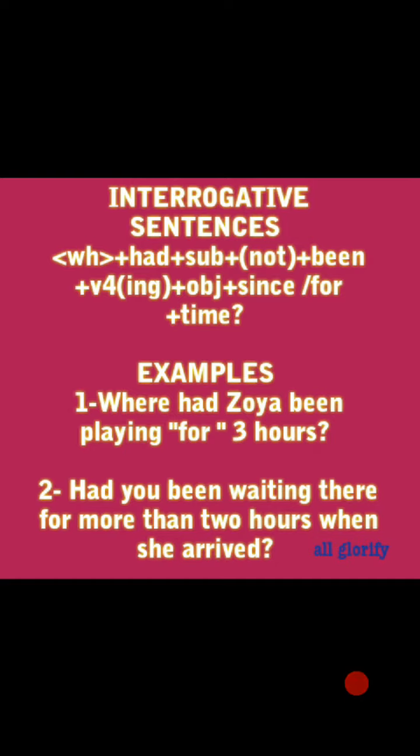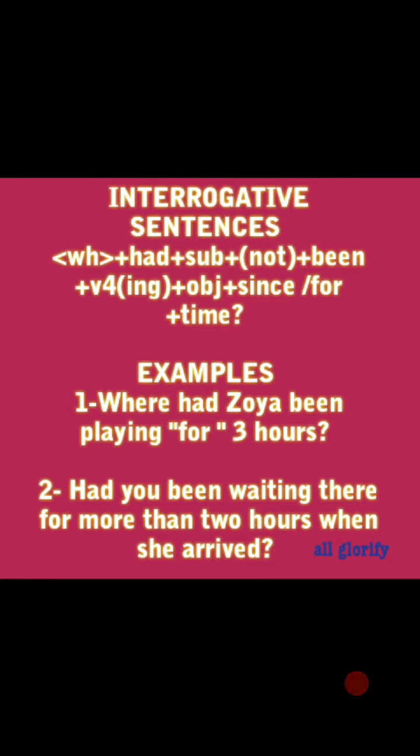Interrogative sentences. In interrogative sentences, first of all, we'll use a question word if there is any, like who, whom, what, where. Then we'll use had, then we'll use subject, and we'll use not. It's optional; if that sentence is negative, we'll use not. Then we'll use been. Then we'll use verb's fourth form, means ing form. Then we'll use object. Then we'll use since and for accordingly. Then we'll use time and then question mark.